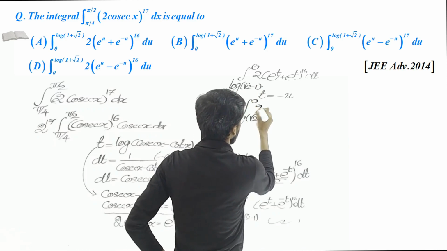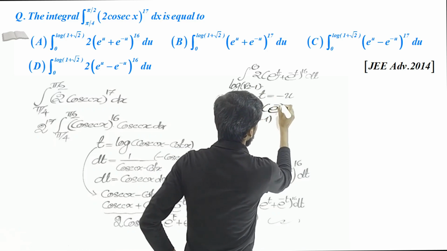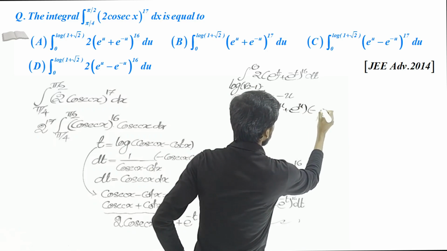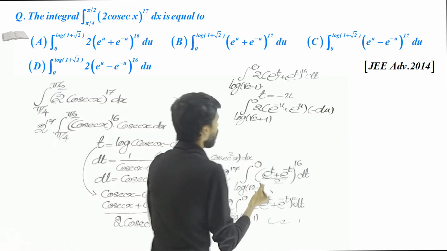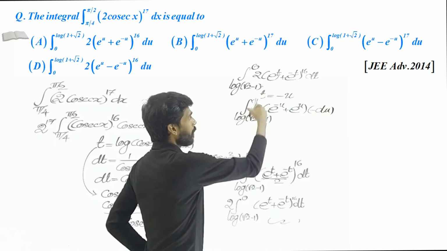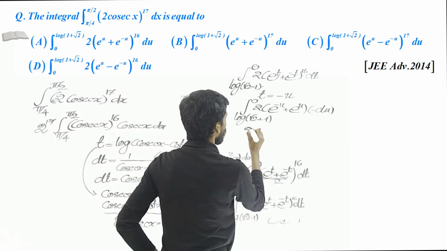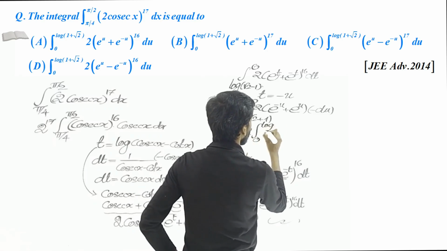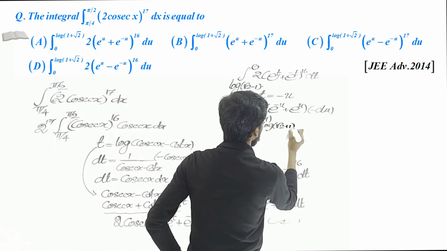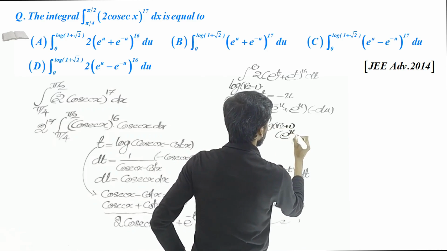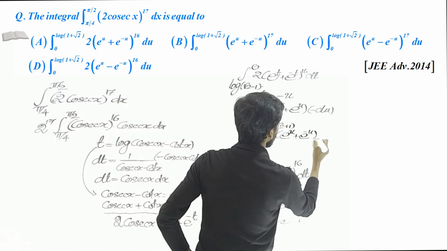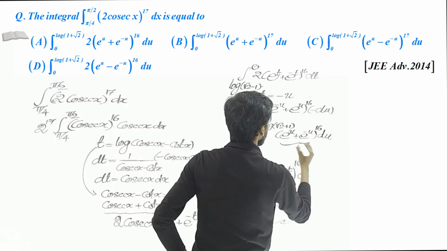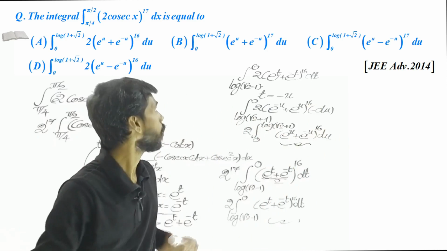The upper limit is same. So 2 multiplied by e to the power minus u plus e to the power u, and dt is same as minus du. If you interchange the limits, then the negative sign is gone. So we get 2 times the integral from 0 to log of root 2 plus 1 of e to the power u plus e to the minus u, power 16, du. So that's all. This is the required answer.